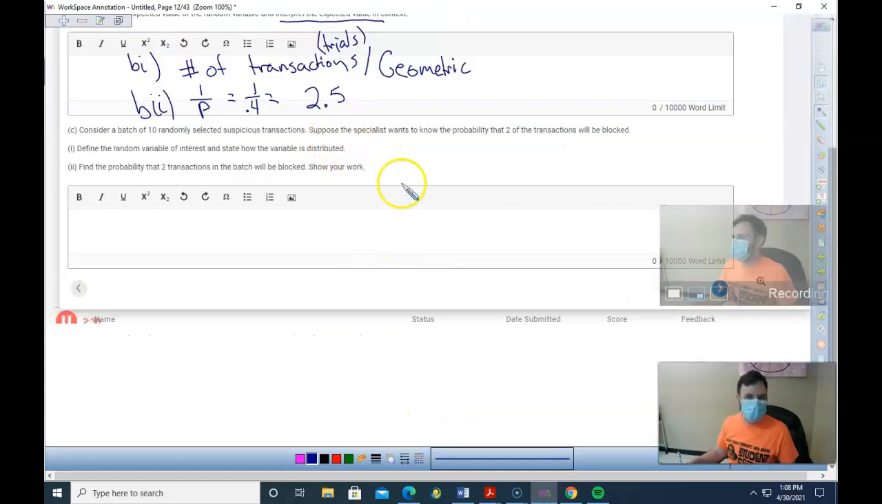All right, and C. All right, on C. So let's say now we have 10 randomly selected transactions. What's the probability that 2 are going to be blocked? So for this one, for C-I, we are looking at, what are we measuring? How many are blocked?